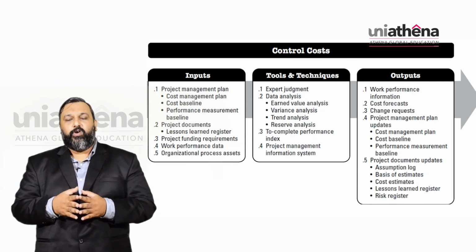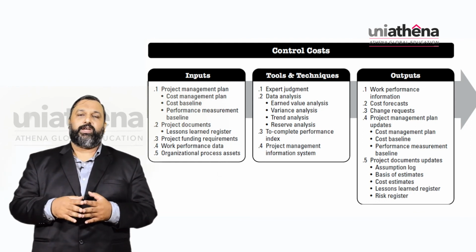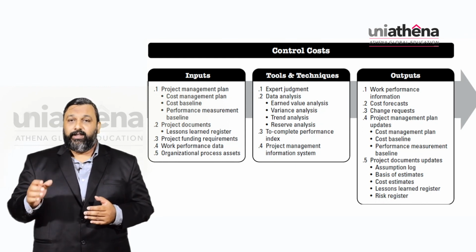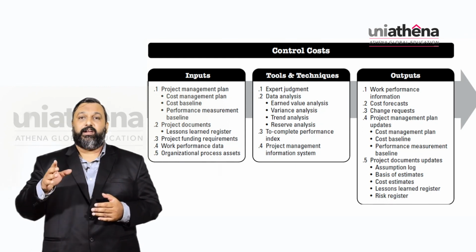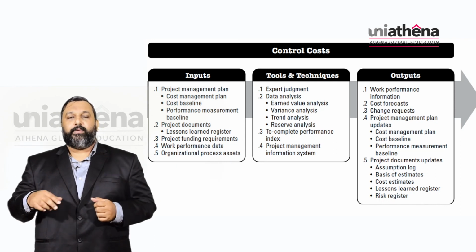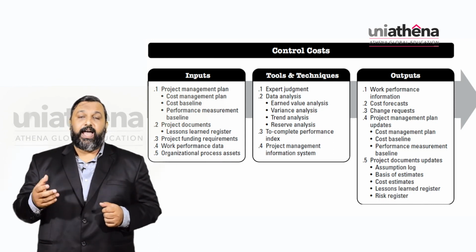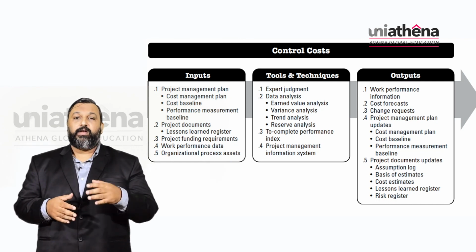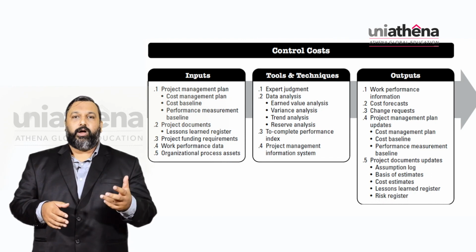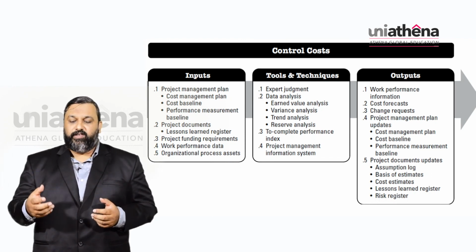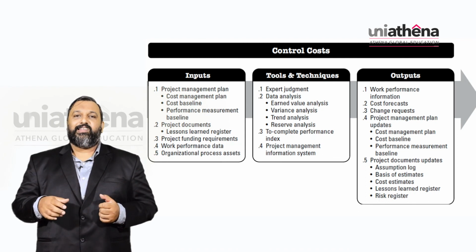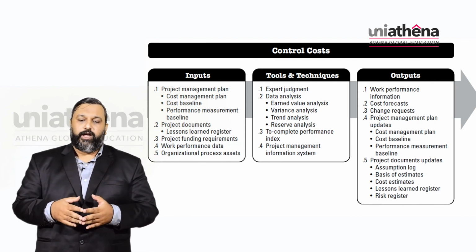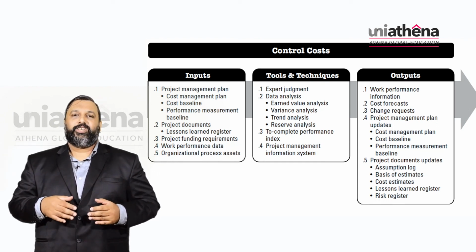Now your outputs are going to be work performance information, cost forecast, change requests, and then project management plan updates, that includes the cost management plan updates, cost baseline updates, and performance measurement baseline updates. Then you have project documents updates, that is your assumption log, basis of estimates, cost estimates, lessons learned register, and risk register updates. So this is all about controlling your cost, schedule, and scope.